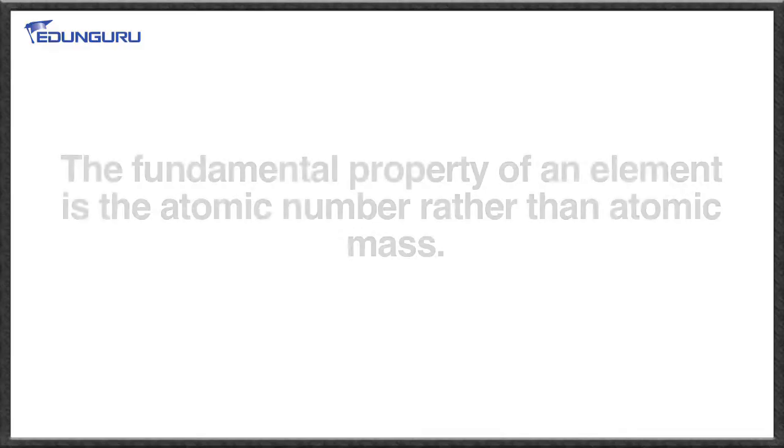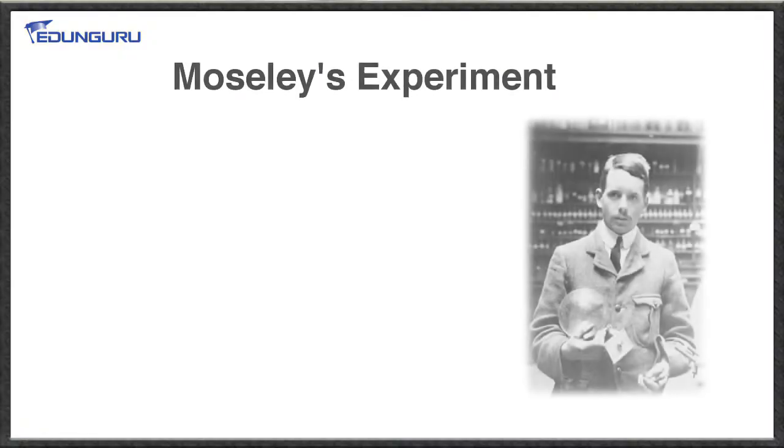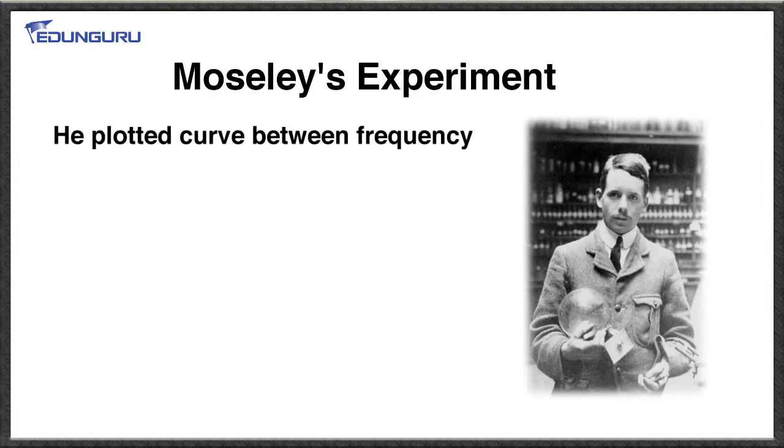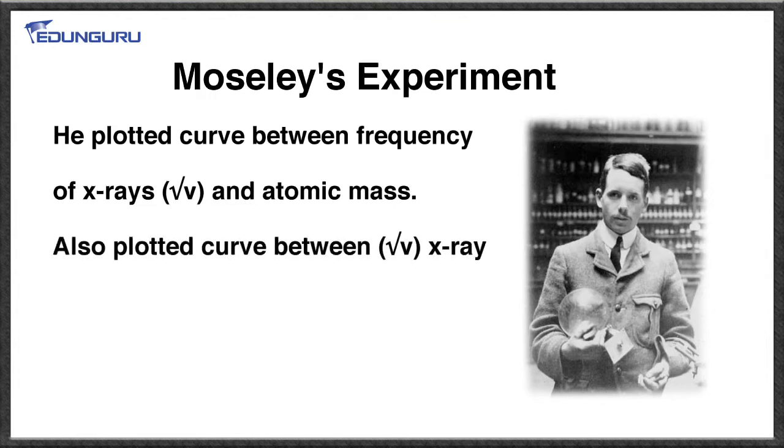Absolutely correct. Very good. Atomic number is the fundamental property of an element, rather than atomic mass. Atomic number is concluded as the fundamental property of elements on the basis of Moseley's experiment. Moseley plotted a curve between the root of the X-ray frequency, let's say root nu, and atomic mass, and he also plotted a curve between the root of X-ray frequency and atomic number.